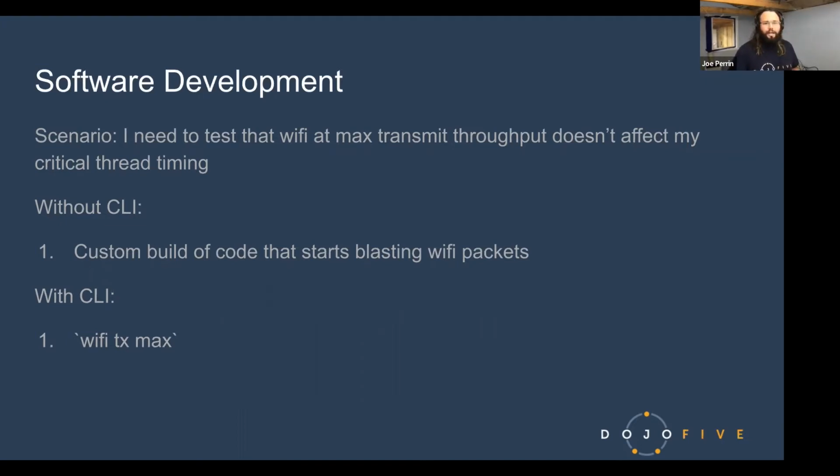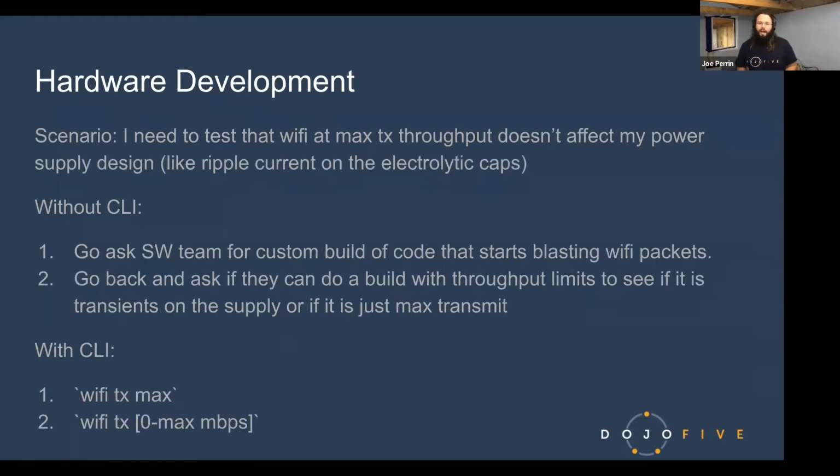And why would you want to do that? Well, because then the hardware guy comes by and he's like, hey, I need Wi-Fi at max throughput to make sure that my power supply design is sufficient. Maybe they have ripple requirements on the electrolytic caps. And he's going to come over and say, hey, I need to put the Wi-Fi at max transmit. Great, I already did that: Wi-Fi TX max, if you have a CLI. If you don't, if you just have a custom build, you're like, well, here's this build, it does it.